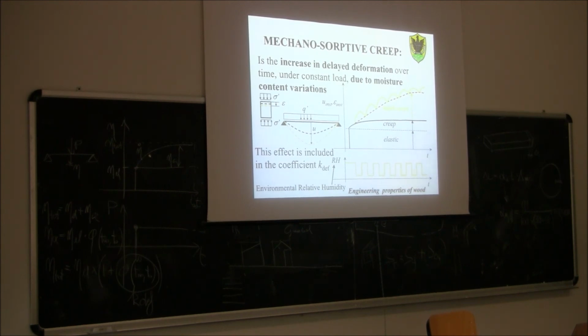So, the changes in moisture content make an increase in deflection. The difference between the total curve and the curve in constant environmental conditions is called mechanosorptive deflection.